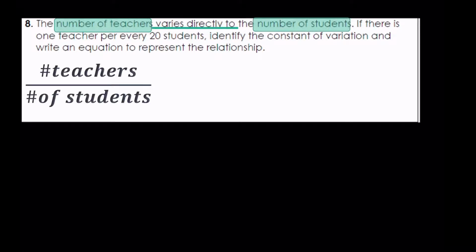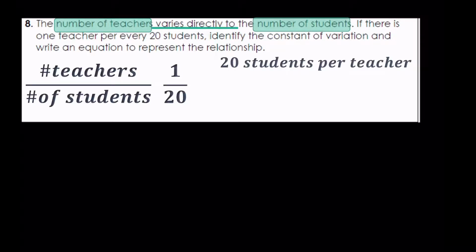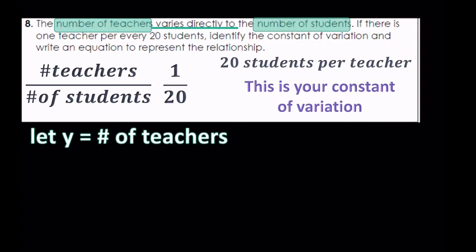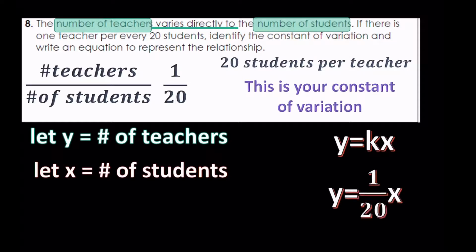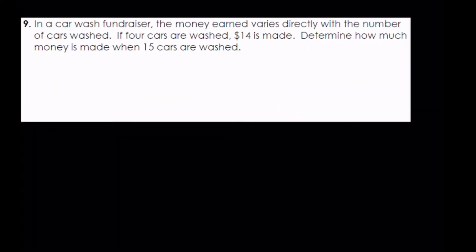So basically, in this problem, it says teachers to students. Go back and read the second sentence. It said 1 teacher per every 20 students. Okay? So 20 students per teacher. That's your constant of variation right there. Okay? So we said y is the number of teachers. X is the number of students. What did we just say my constant of variation is? 1 over 20. Therefore, this is your equation.